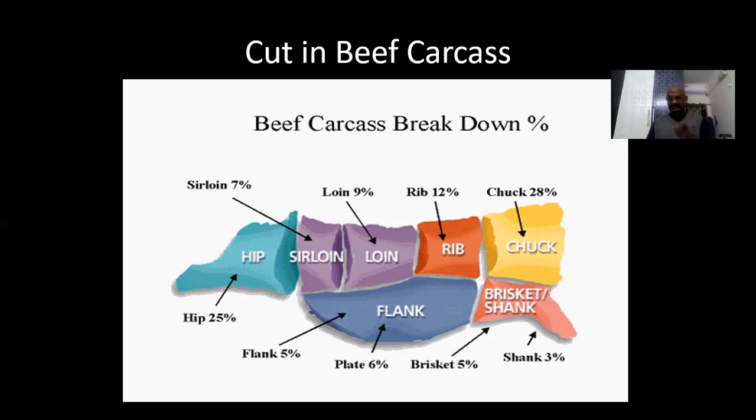Loin, 9% will come from the animal. Rib, 12%. And chuck, 28%. Hip, 25%. And flank 5%, the plate 6%, brisket 5%, and shank 3%. These are the percentages of large cuts that come from the full carcass of the beef animal.